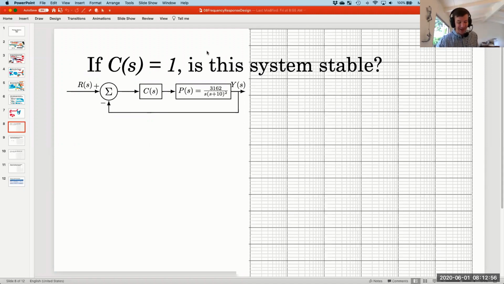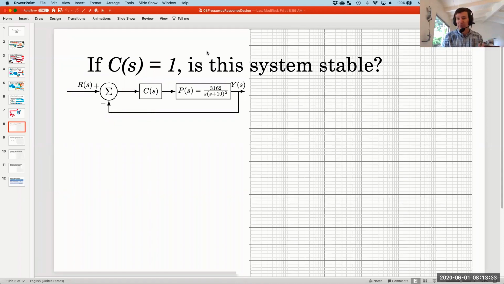For this system, we've got a fixed process with transfer function something like 3100 over s times (s plus 10) squared. And the question that I'd like to ask is, is proportional control good enough? As a proxy for that question, if I let the controller just be unity gain, is that good enough to make the system stable? If it's not stable, then it doesn't make sense to talk about steady state performance or transient performance, because you'll never get there because your system's unstable. So I'd like to answer this question.